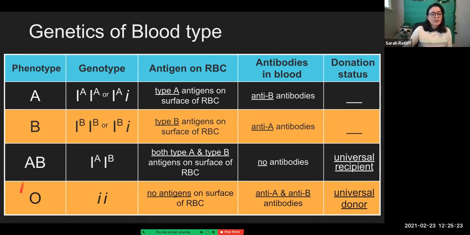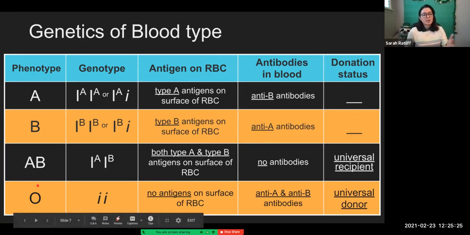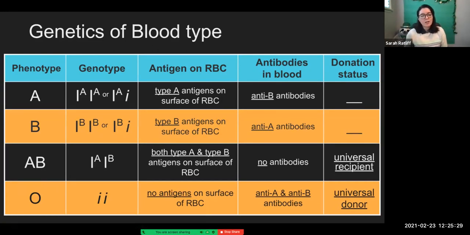And lastly, here we've got our little type O blood. This is just like regular Mendelian genetics. In order to have type O blood, you must have a homozygous recessive i to get that gene expression of type O blood. So what does this mean for blood donations and things like that?